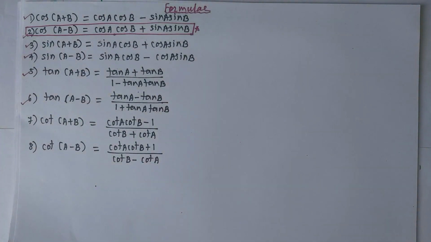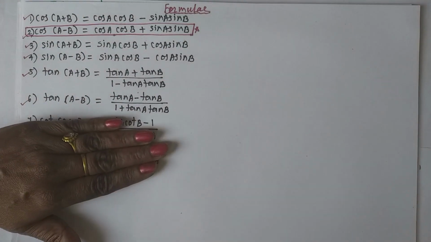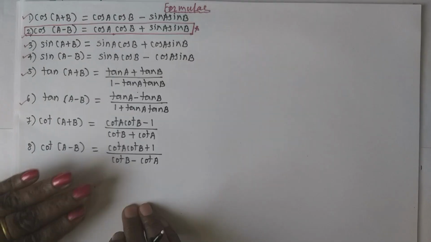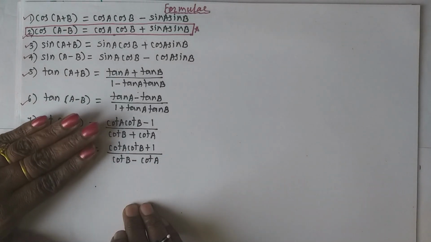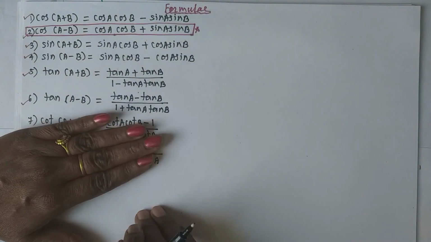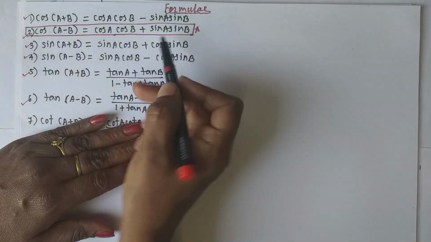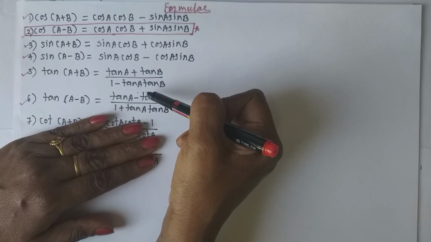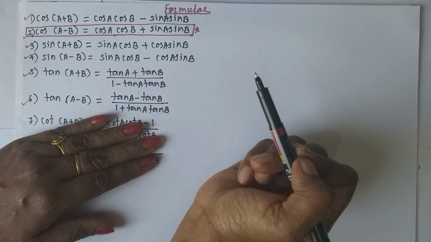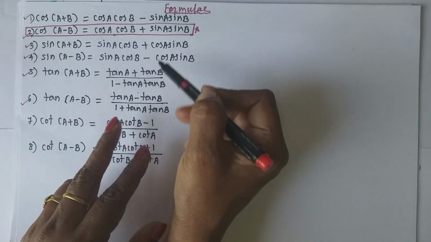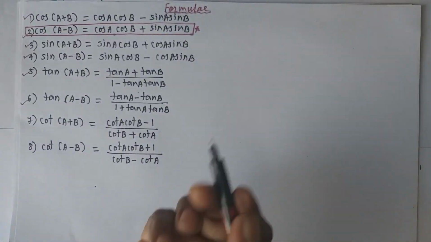Therefore, no need to remember these two formulas of cot(A+B) and cot(A−B). You only remember these 6 formulas. Only these 6 formulas are important. And now see, these 6 can be reduced into 3.